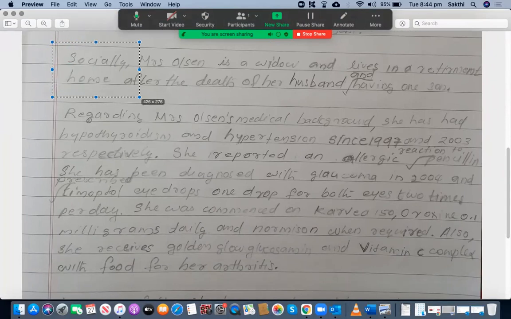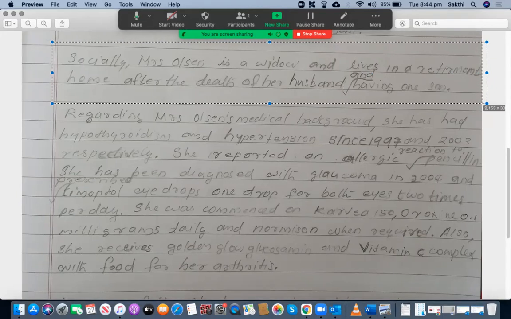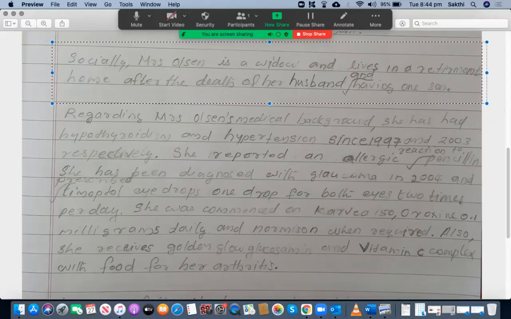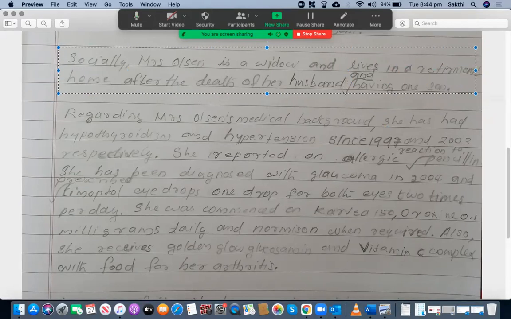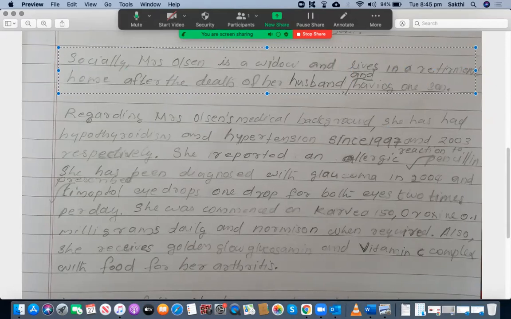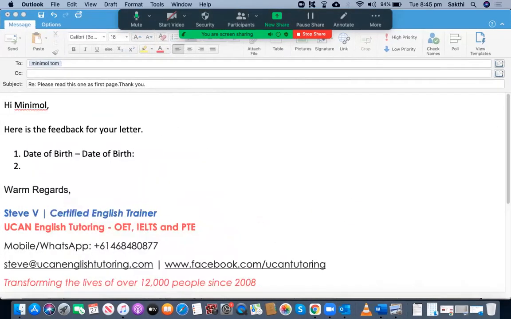So the next paragraph is social. Mrs. Olsen is a widow and lives in a retirement house after the death of her husband and having one son. Instead of writing "and having one son" in this sentence itself, it's better to write it in a separate sentence because do not write too many "and"s. Do not write really long sentences and connect them together using "and". It's not good. Instead, you can split it into a separate sentence.